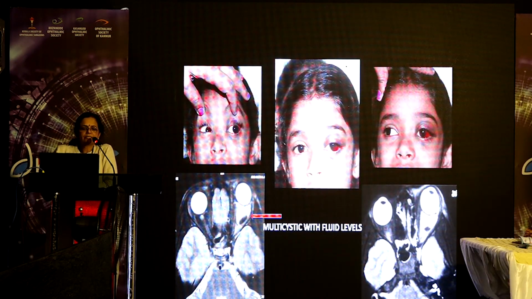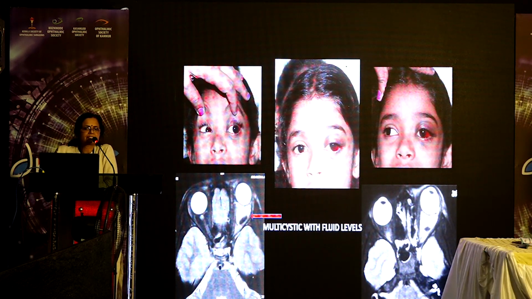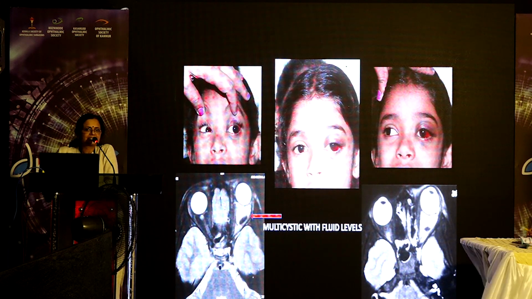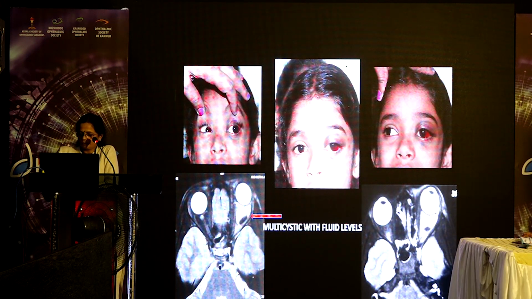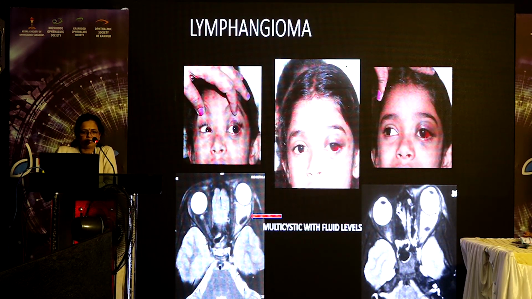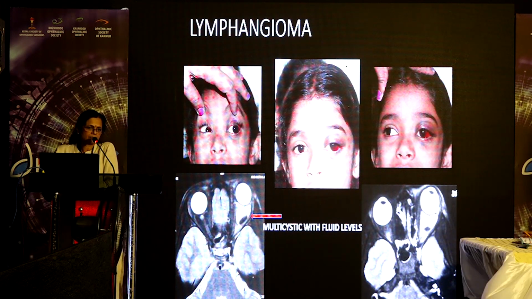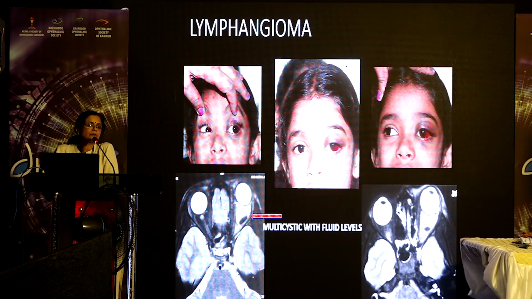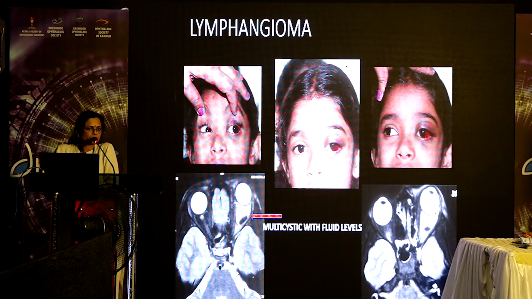A young child with rapid increase in proptosis with subconjunctival hemorrhage and multiple fluid levels and cystic lesions seen in the orbit could be a lymphangioma. Lymphangioma is a clinical diagnosis. You need not always biopsy it. Multiple cystic lesions will be seen. Microcysts and macrocysts will be seen.